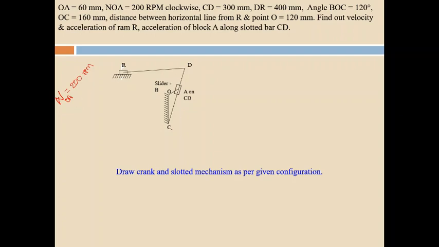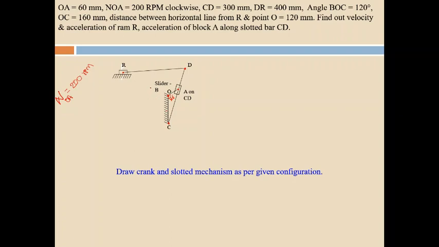Then CD is the slotted lever. Here this slotted lever, CD, is 300 mm. Then DR is 400 mm. Then this angle BOC, from here to here, is 120 degrees. Then this fixed link length, O2C, is 160 mm.